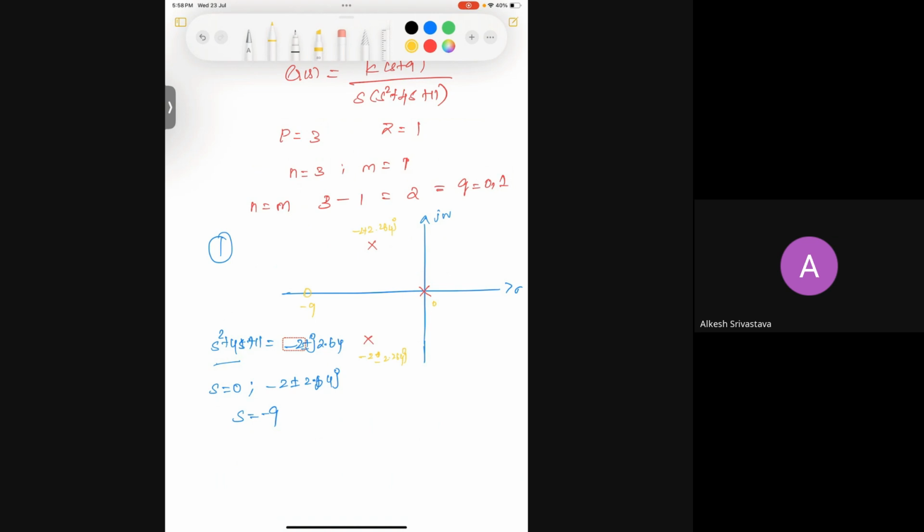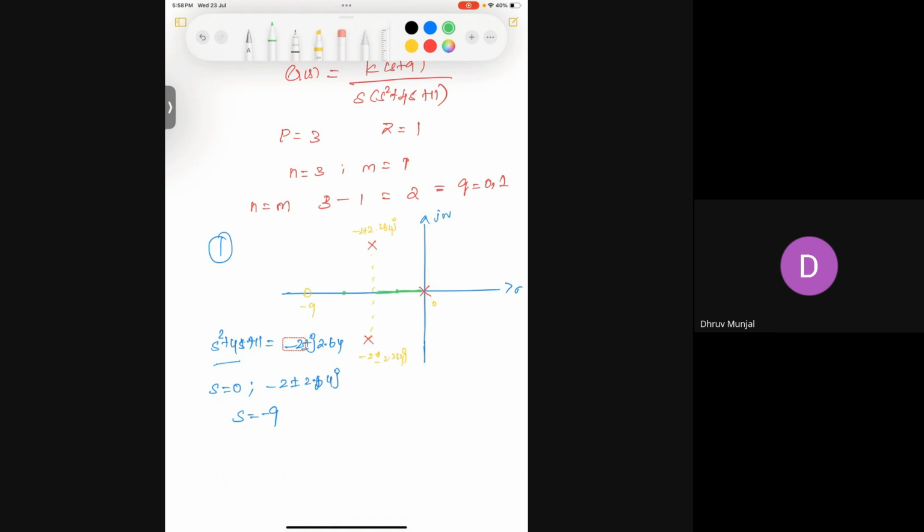Now tell me which part lies on the root locus. If I take a test point here, will it lie on the root locus? Yes. The number of poles and zeros to the right will be odd, so it lies on the root locus. Right. If I take a point here, will it lie on the root locus?